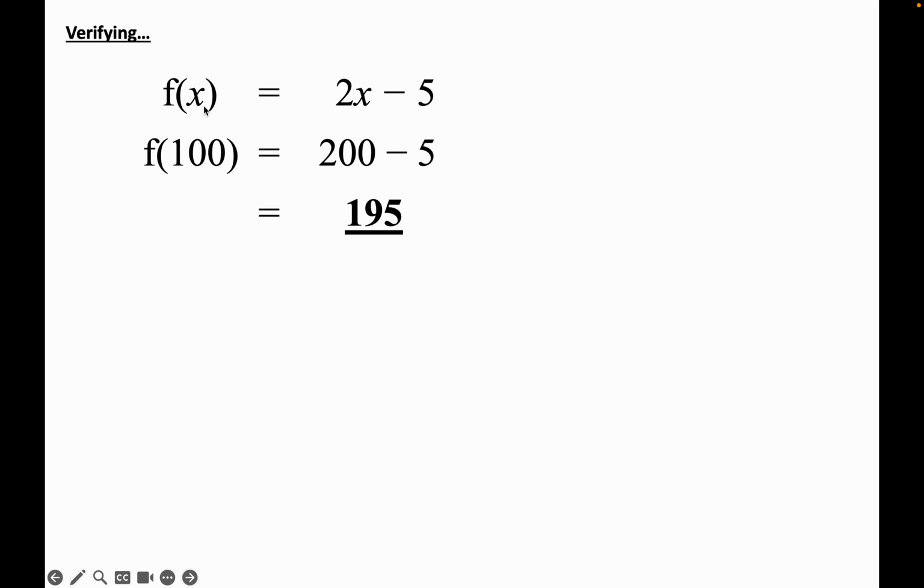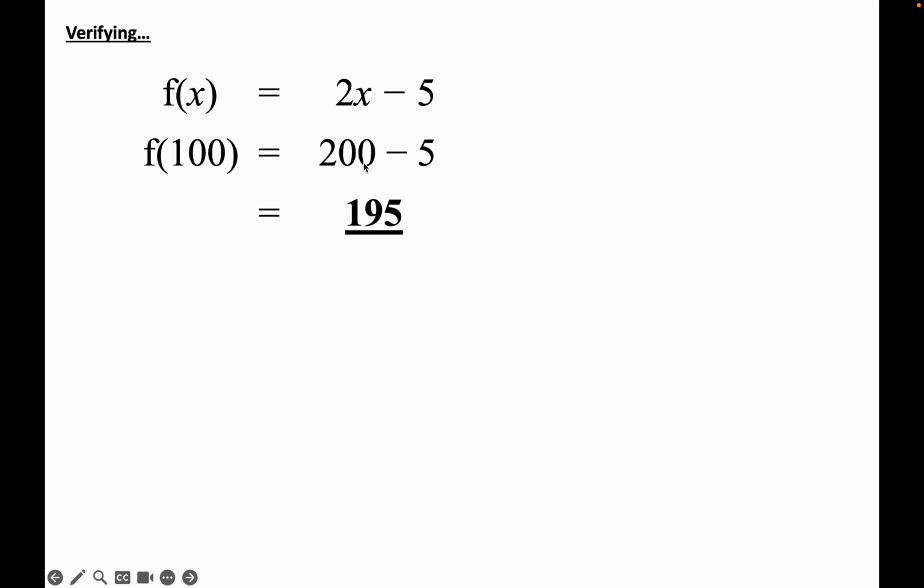Now we can verify that by putting in some number. So let's say put in 100. So if the original function is 2x minus 5, so f of x is 2x minus 5, then f of 100 is what you get when you put 100 in.